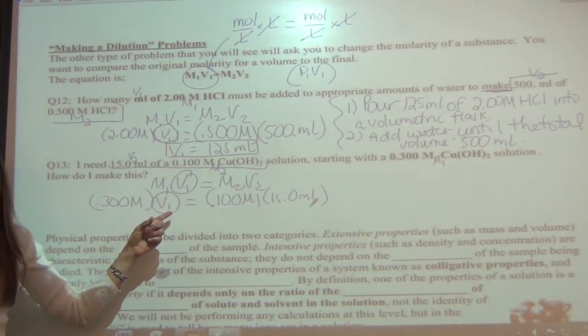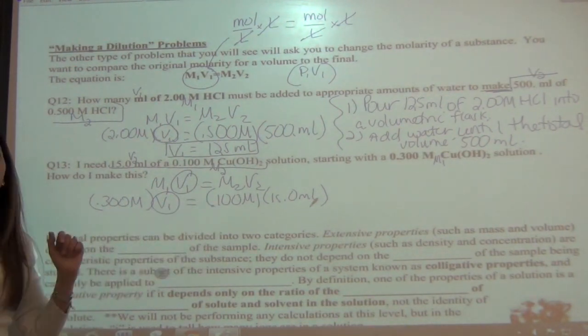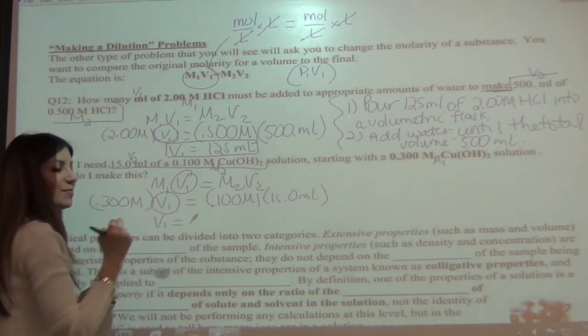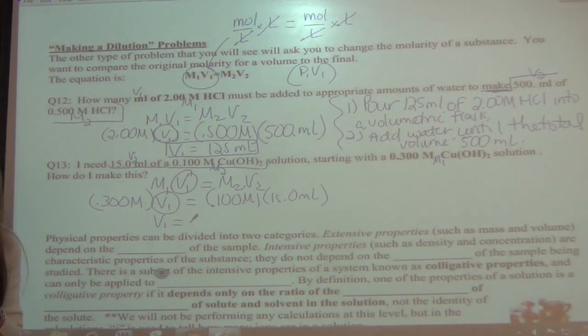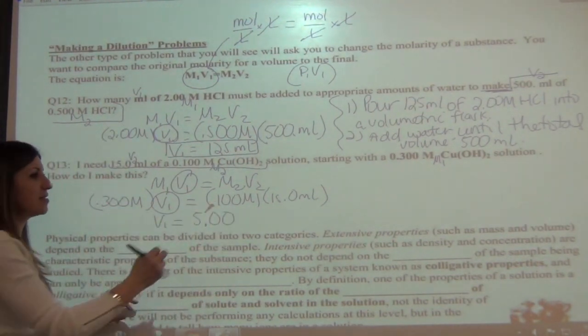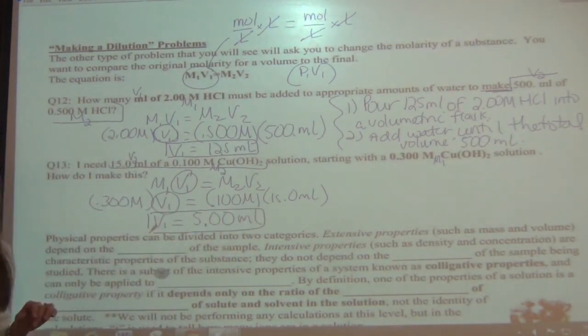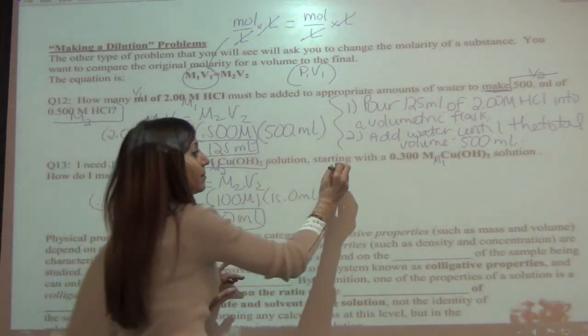So again, how do we solve for V1? Divide. Yep, divide by 0.3 on both sides. So please tell me what you get for V1. 5. Awesome. 5.00 using 3 sig figs milliliters. Again, we're in great shape, but now how do we make it?